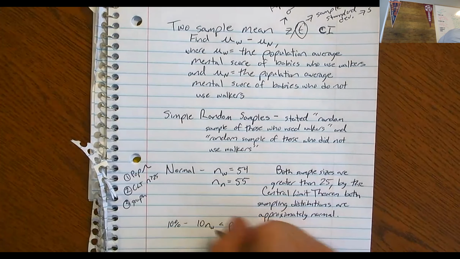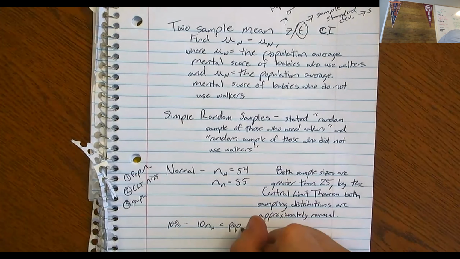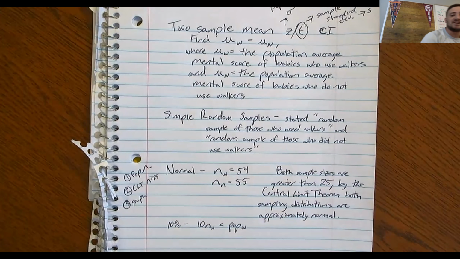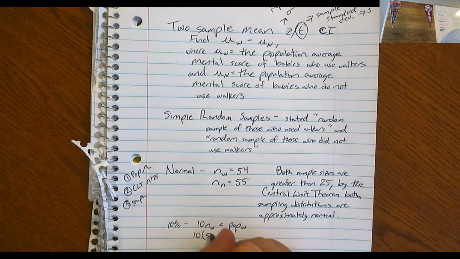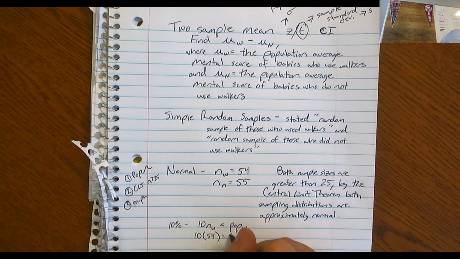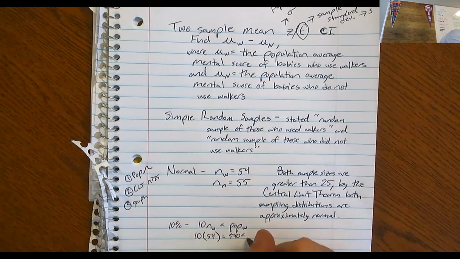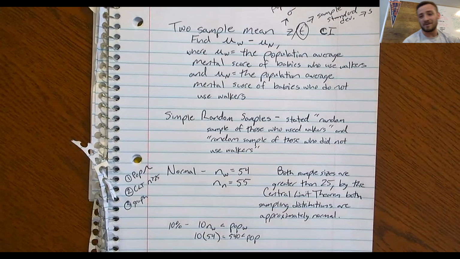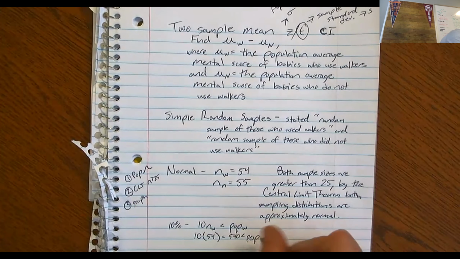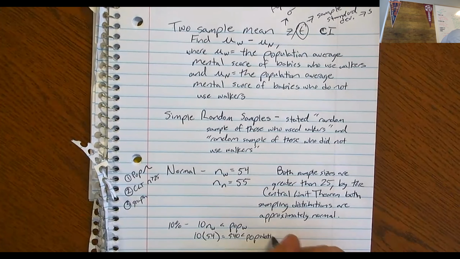So 10 times my sample size for my walker babies is less than the entire population of babies that use walkers. So 10 times 54 is 540, which is less. I don't know a whole lot about babies, but I'm going to assume that there is more than 540 babies out there that have used walkers. So population of babies who use walkers.